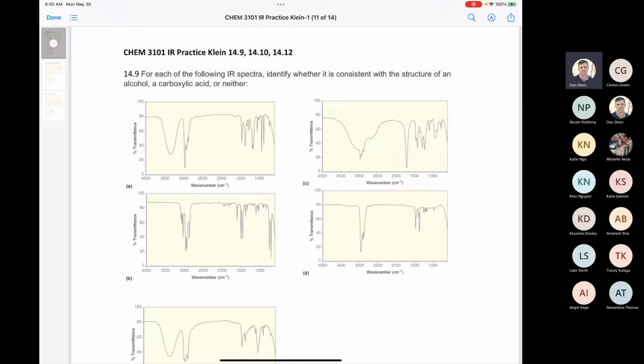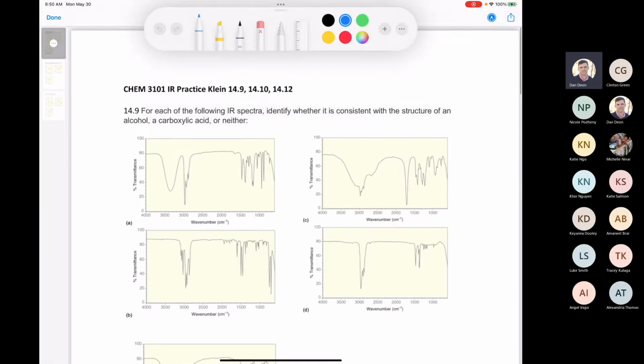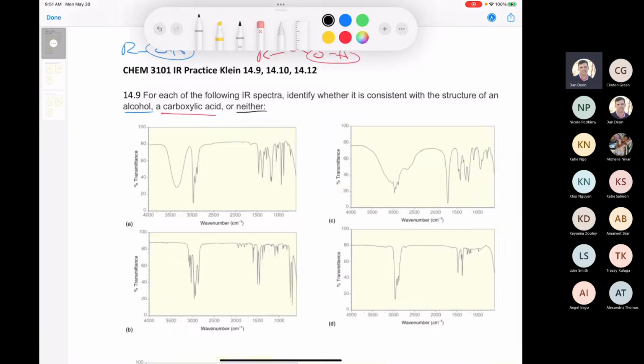It says, for each of the following IR spectra, identify whether it is consistent with the structure of an alcohol, a carboxylic acid, or neither. So an alcohol, that means you've got ROH, so you're looking for that OH stretch, or a carboxylic acid, so that means you're going to be looking for a super broad oxygen-hydrogen stretch, or neither, means none of those. So let's start with A.